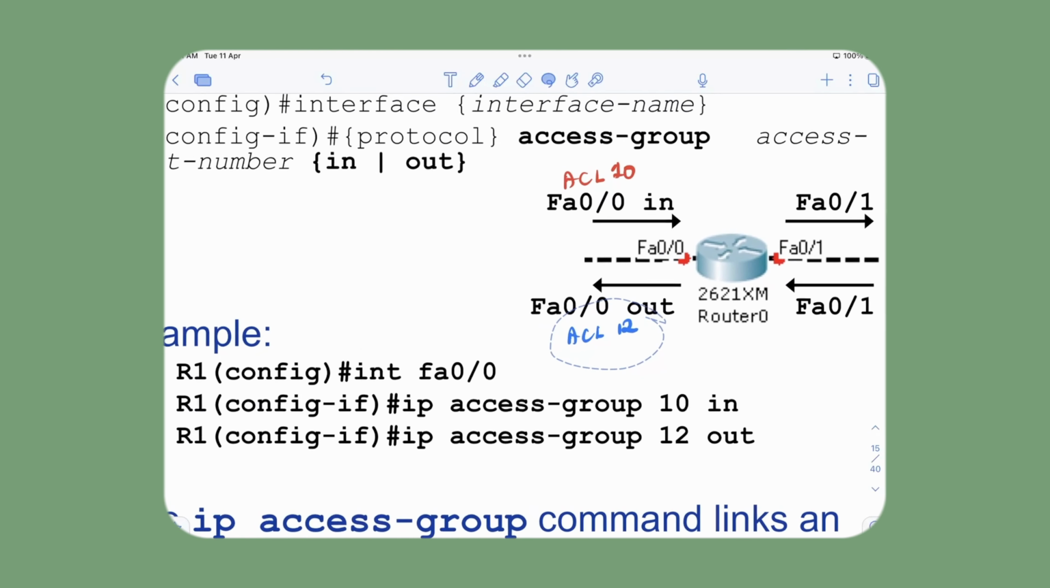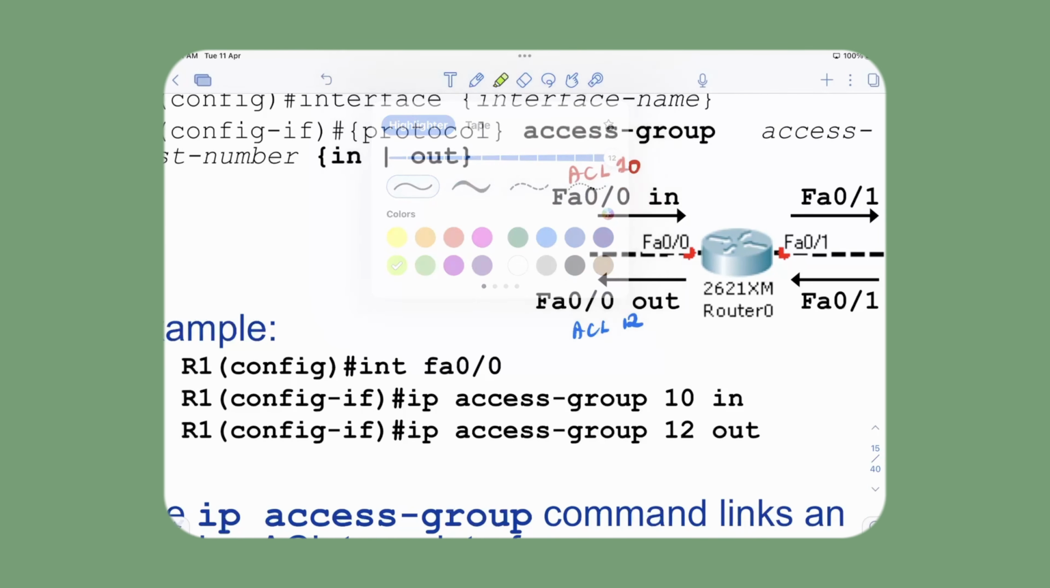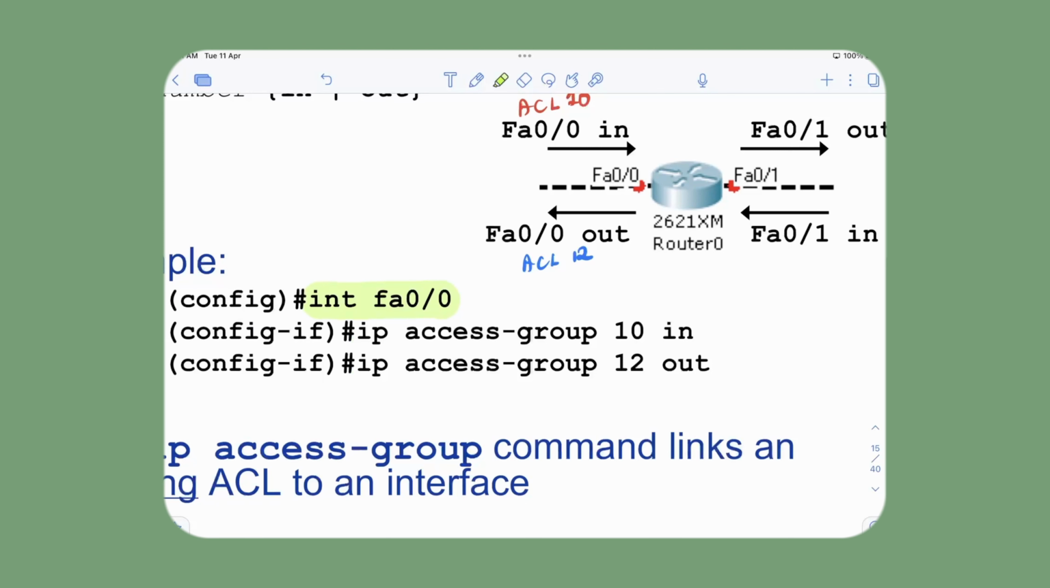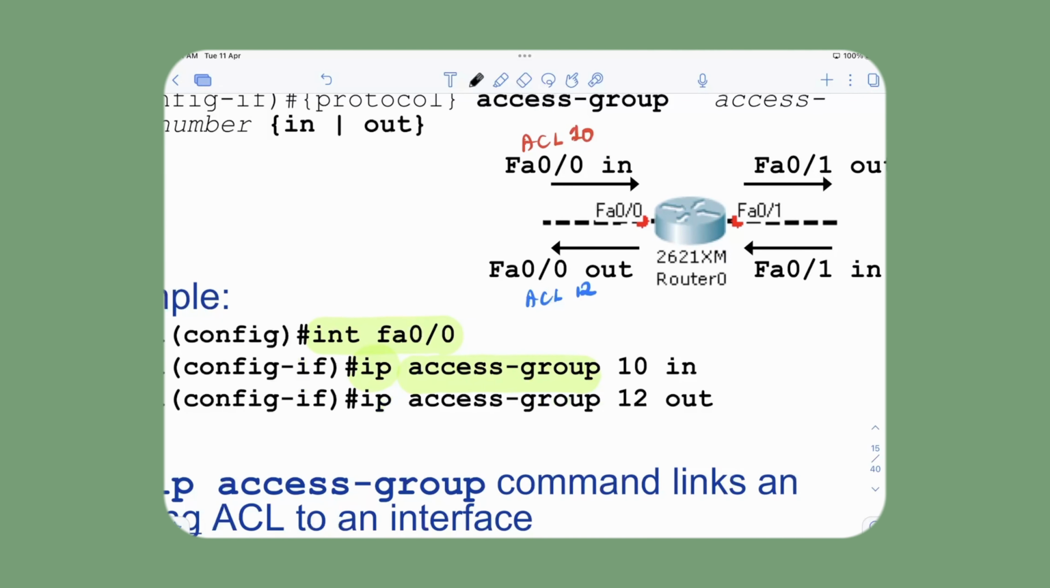So if you look at the command, it will be like that. First, we must go into the interface. If I want to put it in FA00, I need to go to int FA00 first. If I want to put it in FA01, then I need to put int FA01 here. You choose the interface that you want to put your ACL on. Then the command is very simple. It is ip access-group. The syntax here is access-group, followed by the ID of your ACL. So if you want to put ACL 10, here I will write 10.